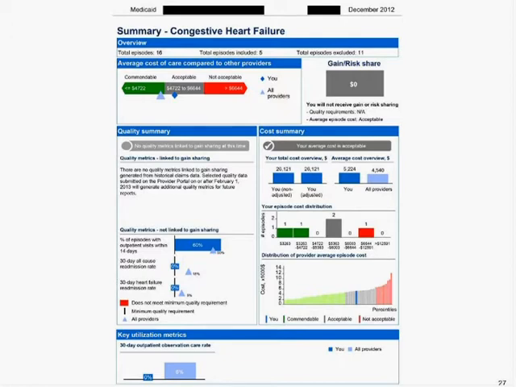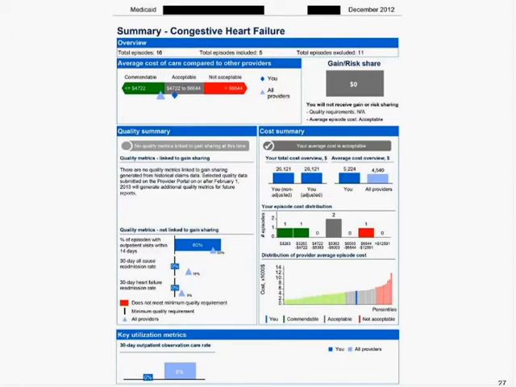The next section is the quality summary. There are no quality metrics linked to gain sharing generated from the historical claims data in this example. They will talk about the entries for quality data in the portal in just a few moments. Selected quality data submitted on the provider portal on or after February 1st, 2013 will generate additional quality metrics for future reports.